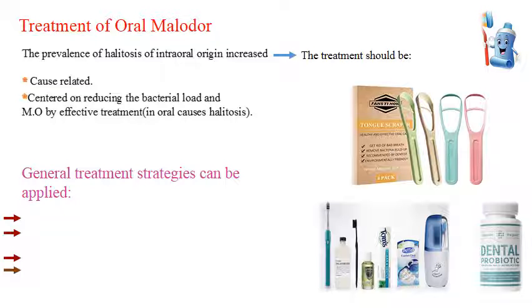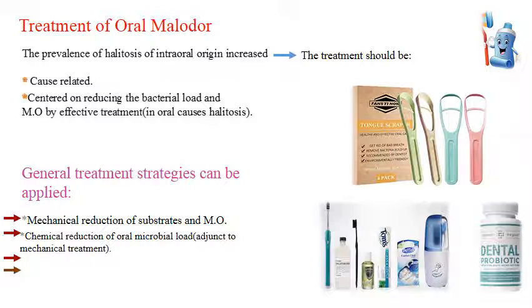Recently, many studies have discovered that the prevalence of halitosis of intraoral origin has increased, so the treatment should be cause-related, centered on reducing the bacterial load and microorganisms by effective treatment. In general, treatment strategies can be applied by mechanical reduction of substrate and microorganisms, chemical reduction of oral microbial load, which is considered an adjunct treatment to the mechanical treatment, rendering malodor gases non-volatile, and masking the malodor.